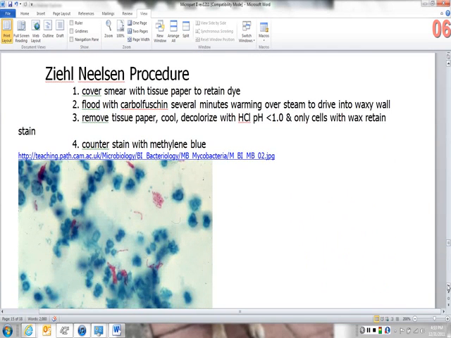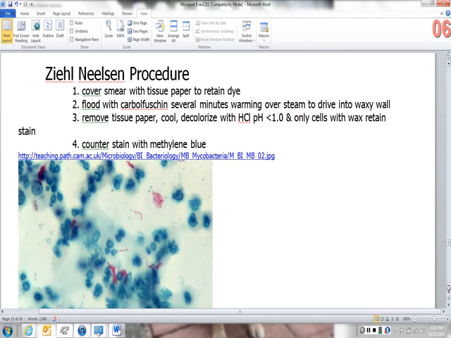The acid-fast stain, or Ziehl-Neelsen procedure, is used for organisms with waxy walls that don't stain with simple stains. This is used for organisms like the Mycobacterium and Nocardia. Here we soften the waxy walls to get them to take up the dye. We begin with a heat-fixed smear and cover the smear with tissue paper to retain the dye. The smear is flooded with carbol fuchsin for several minutes while warming over steam to drive the stain into the waxy walls. Next, the tissue paper is removed.